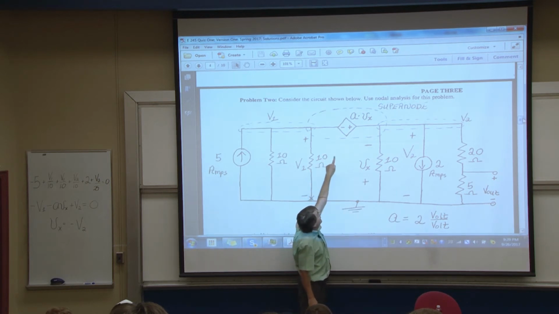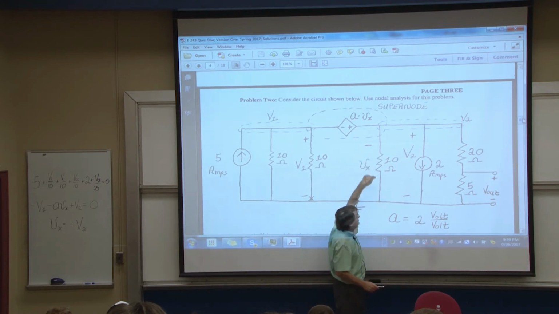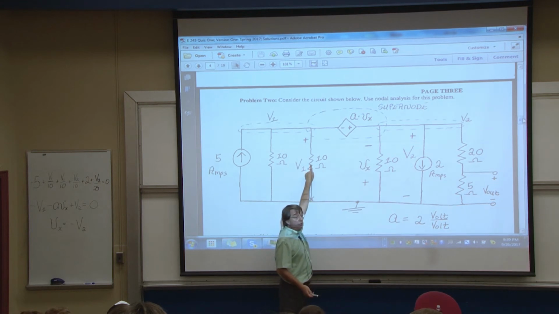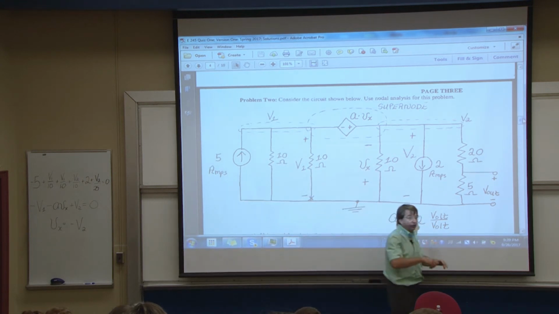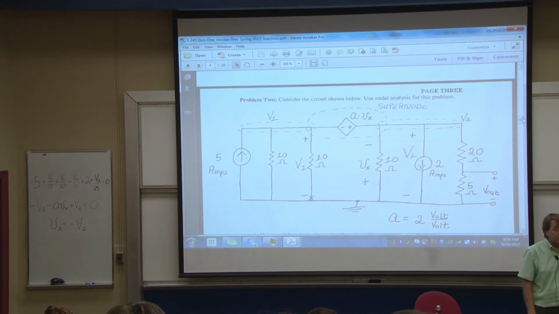You get minus Vx plus V2 minus V1 equals 0. Same equation. So don't worry where you start. Make sure you go on the right path, which is through the voltage source.